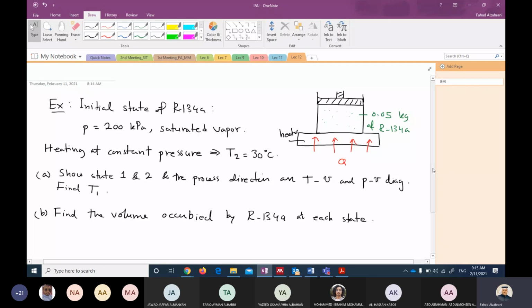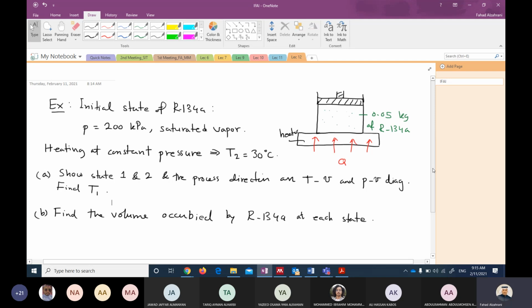What was the question? We said the initial state is saturated vapor, and we heated this at constant pressure until the second temperature is 30 degrees. How do you define the second state? Here is the question. So this is why you need to practice. Now you have a new state. How do you find the new state, or the phase for the new state?